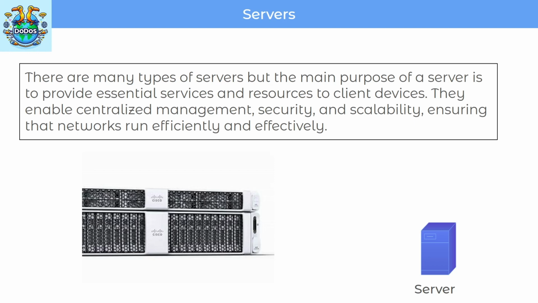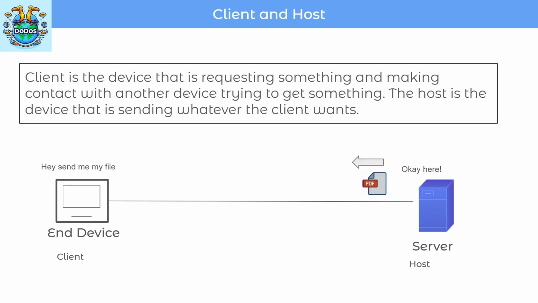So say PC1, an end device, is like, hey, I want the picture of a cat from server 4. Then it has to go through switches, and the switch will say, hey, he needs that, and then it'll send it through. So the server is what holds the data.